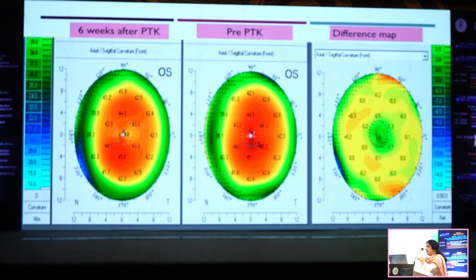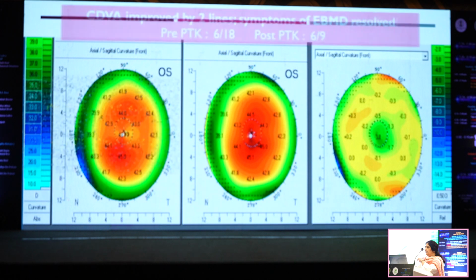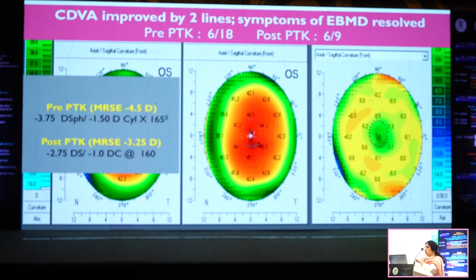And so this is after 6 weeks of PTK. There was a central flattening of around 3 diopters, despite no refractive error having been fed in. And the CDVA improved by 2 lines from 6/18 to 6/9. The patient's symptoms of the recurrent erosions and pain resolved, and the patient was happy. So we need to understand that the epithelial irregularities clinically and on epithelial mapping can be picked up.